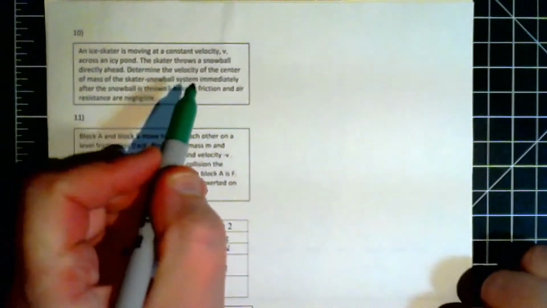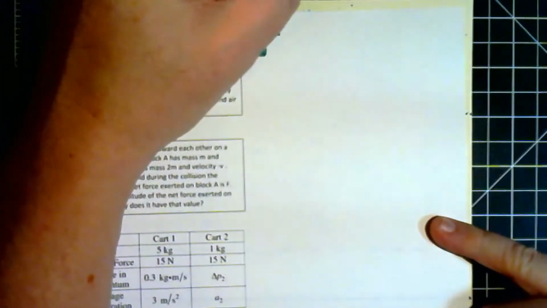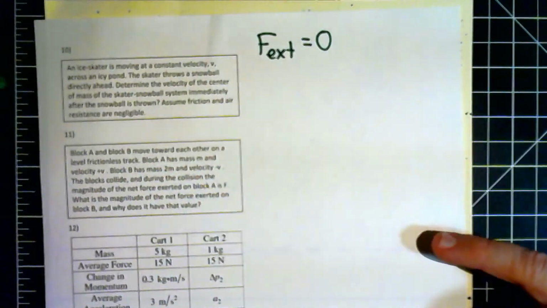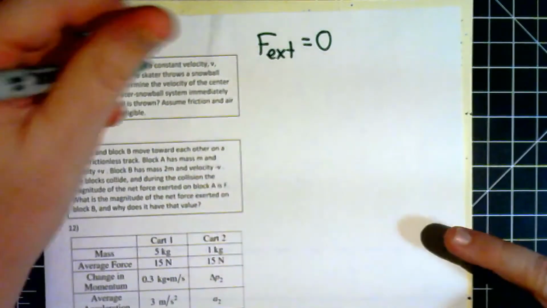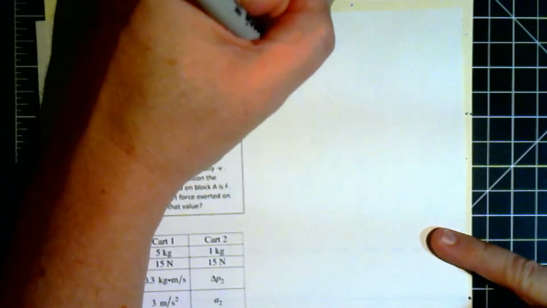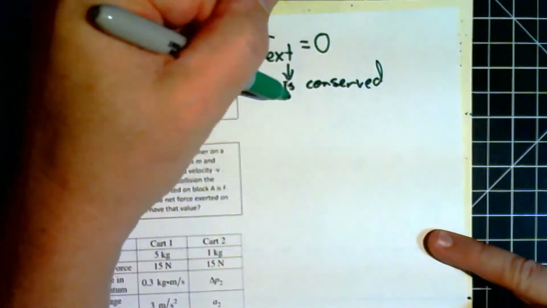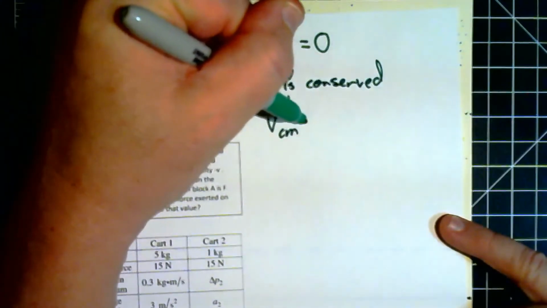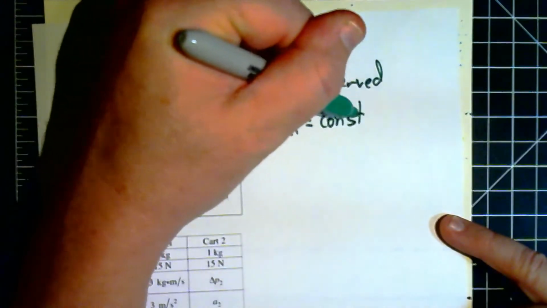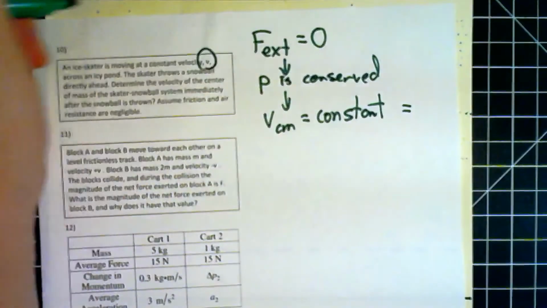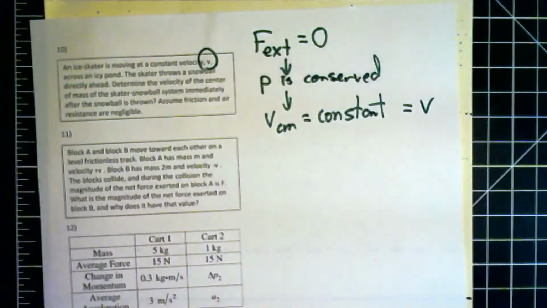So when it says assume friction and air resistance are negligible, you can automatically make the statement that the net external force is 0. And in that case, the momentum is conserved. P is conserved. And if that's true, then you can say that V center of mass is constant. There's no forces to slow the system down, so it stays at its same speed. So the final velocity is just what it was at the beginning. V. Doesn't change.